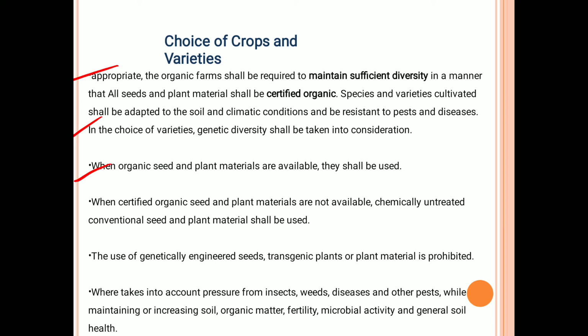Then, when organic seed and plant materials are available, they shall be used. When certified organic seeds and plant materials are not available, chemically untreated conventional seed and plant material shall be used. The use of genetically engineered seeds, transgenic plants or plant material is prohibited. This takes into account the pressure from insects, weeds, diseases and other pests while maintaining or increasing the soil organic matter, fertility, microbial activity and general soil health.